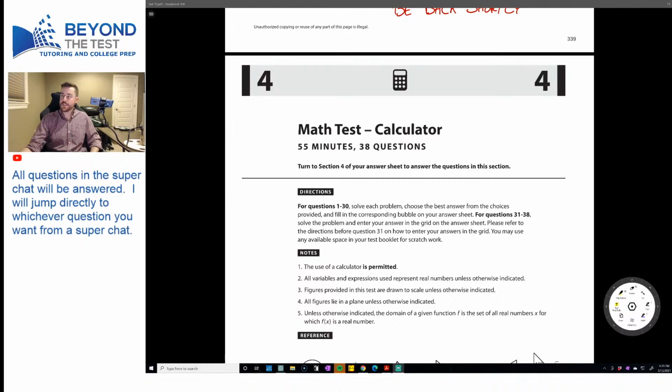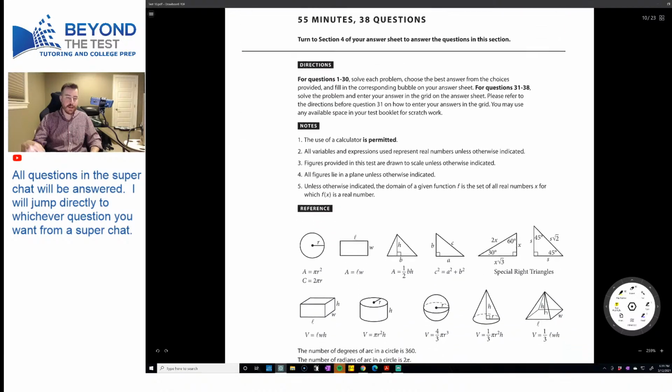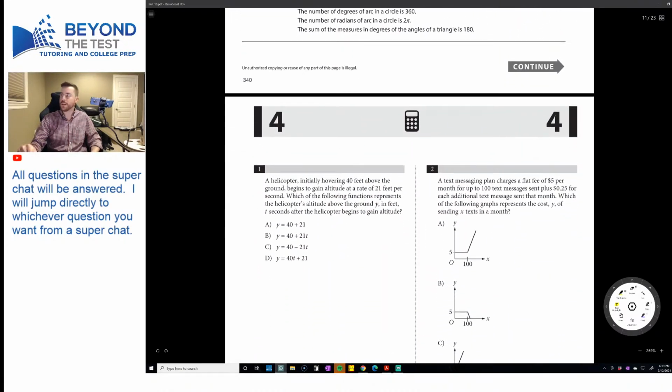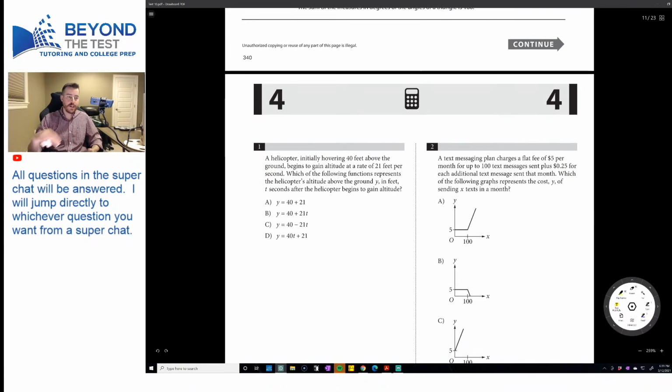All right, guys, so we are back here, and we're going to be looking at the calculator section now, which is section 4. So let's go ahead and take a look. And again, you can use your calculator for this section. So we'll start to roll through some of these here. So let's go ahead and start with number 1 here.